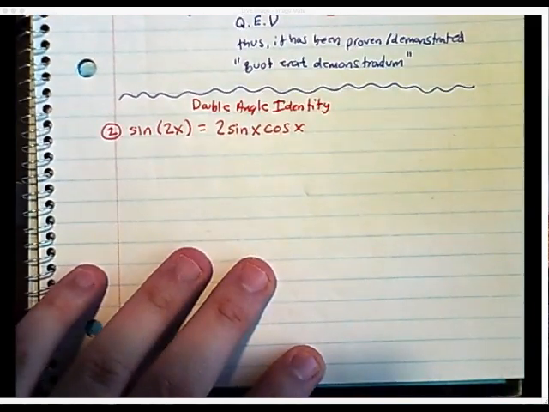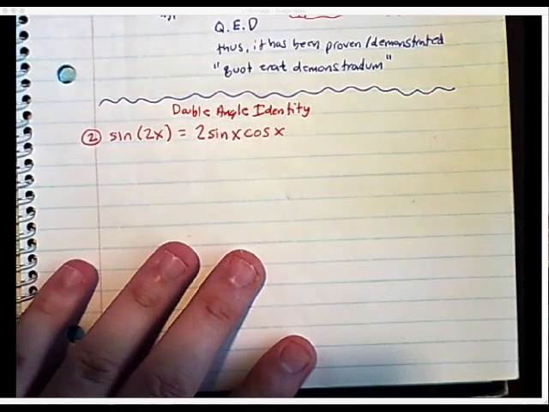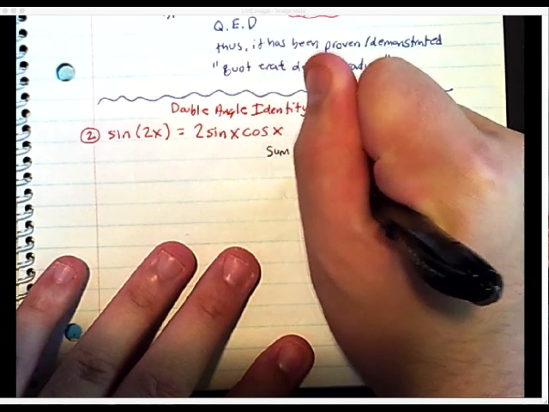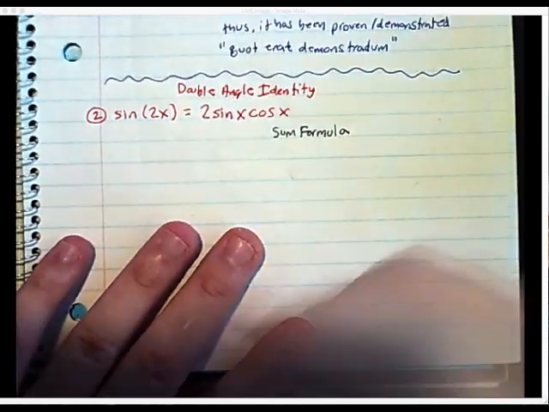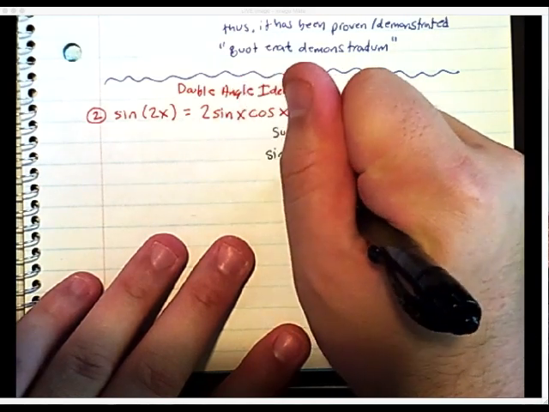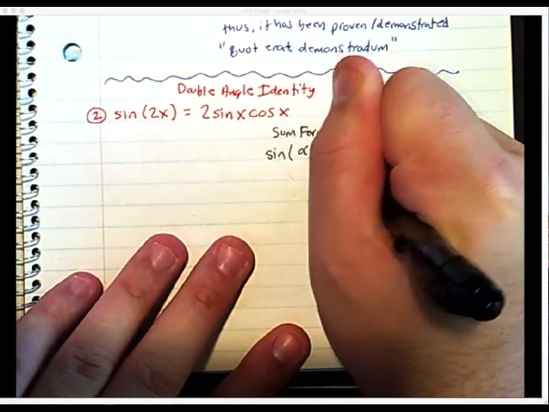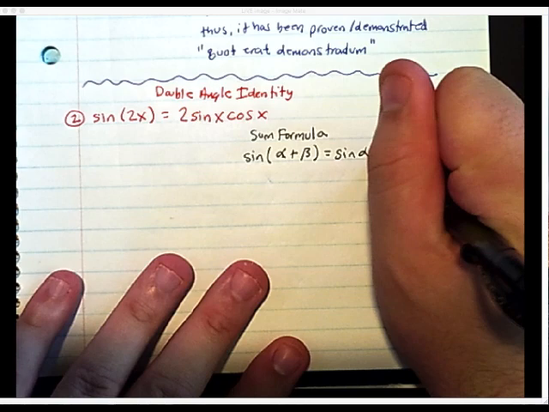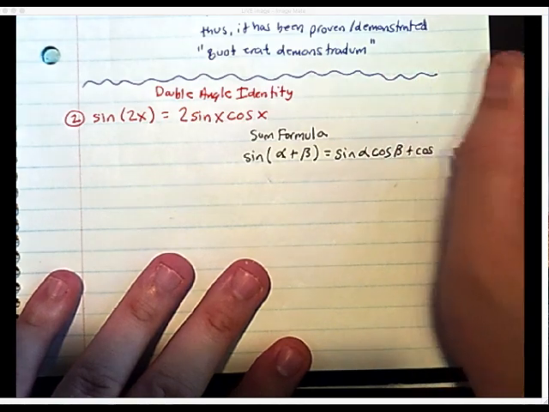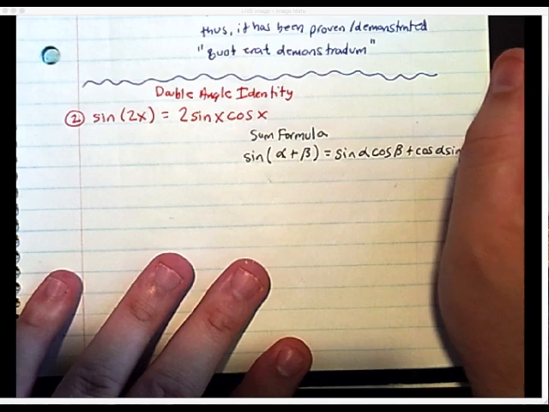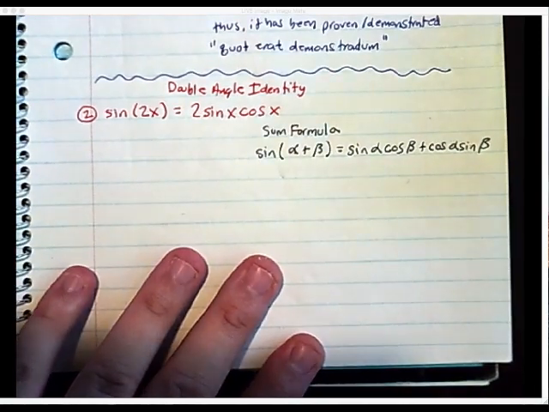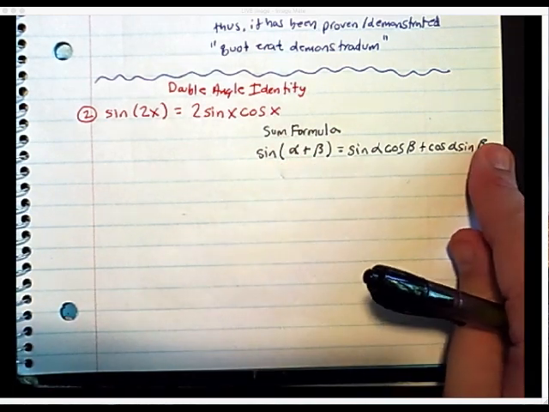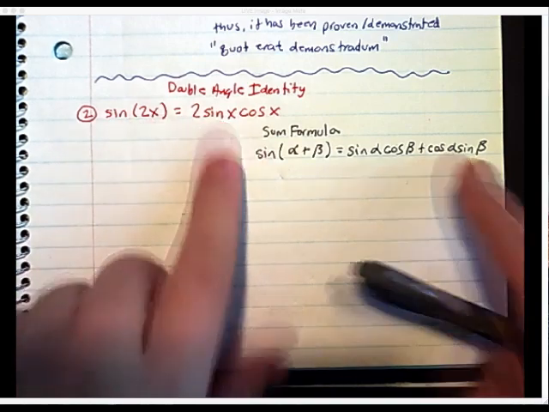To be able to prove this double angle identity, we have to use something called the sum formula. So here's what the sum formula says. If I have sine of some alpha plus some beta, that's going to equal the sine of alpha times the cosine of beta plus the cosine of alpha times the sine of beta. So we're going to have to use that formula. Now there is a proof of this formula. You can look it up on your own if you want to see how that was determined, but that's not the goal here.